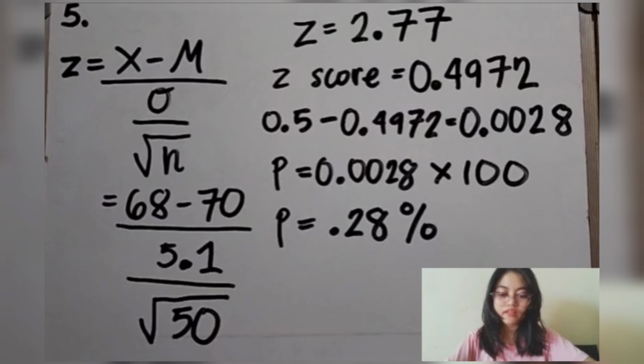We will get 0.4972 and then we will subtract it. 0.5 minus 0.4972 is equal to 0.0028. So in order to get the probability, we must multiply it by 100, so we will get 0.28%.